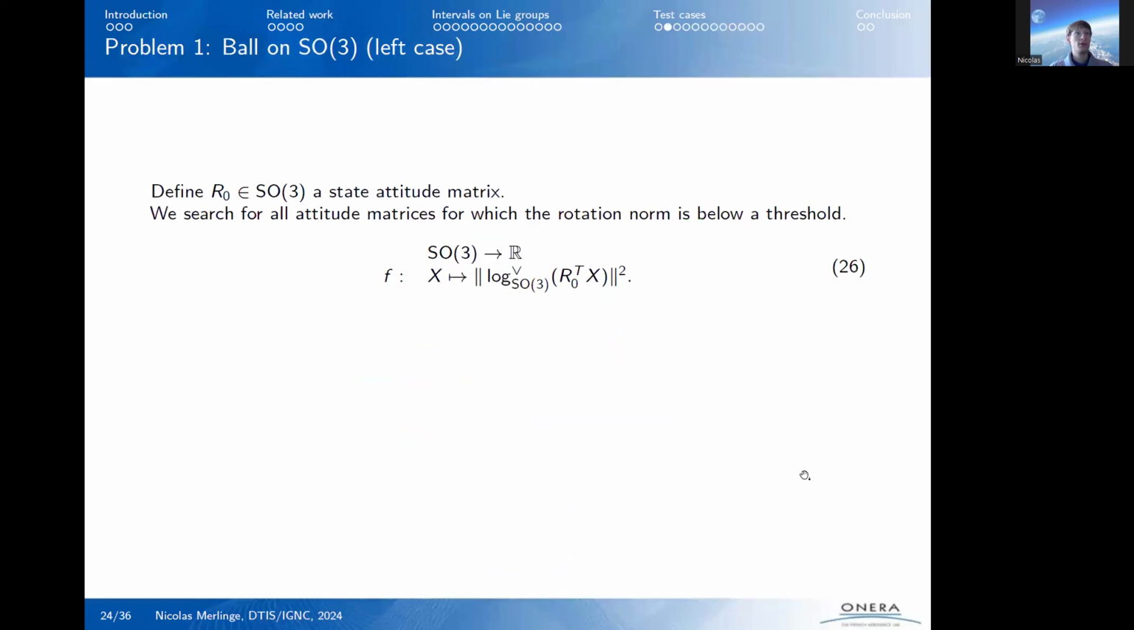And now here's the first example, that I would call a ball on the group. It is just, provided some reference attitude in the group that I will call the state attitude matrix.